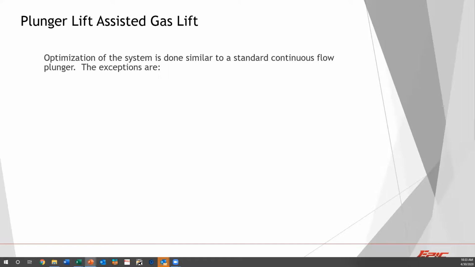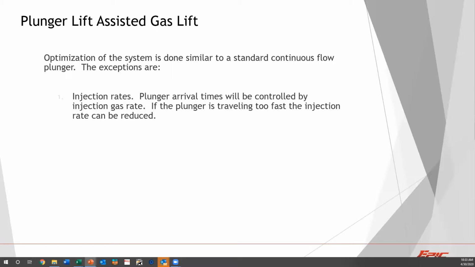Now we can take a look at optimization. Things are done very similar to our continuous or regular bypass plunger operation, except we start with injection rates, where we would normally be taking a look at the plunger speeds and slowing our plunger down to a good arrival time by increasing afterflow. Our goal here is reduced injection. So I'm going to reduce the injection and continue to monitor my plunger arrivals as well as plunger speeds.